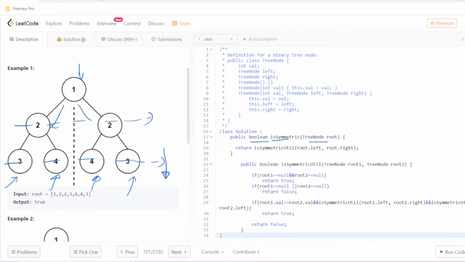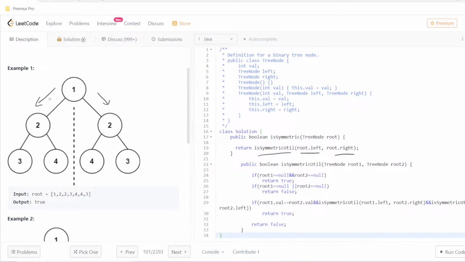Okay. So if we see the code, I'll be calling this symmetric util, passing the root left and the root right here. So this will be root left and this will be root right. So I have got two root nodes here.